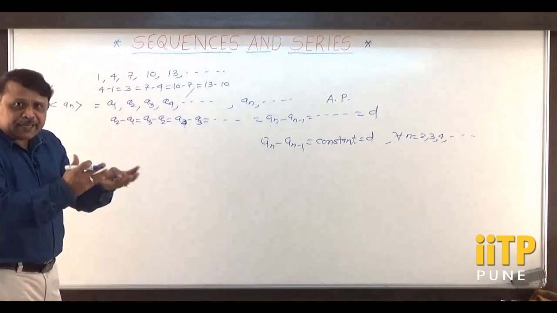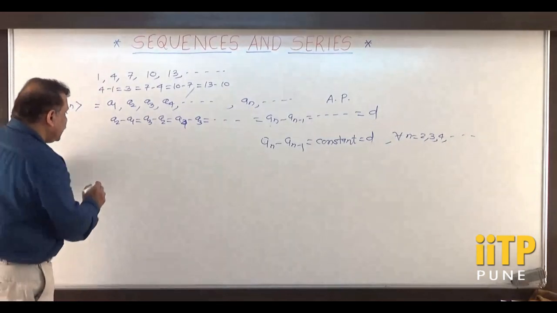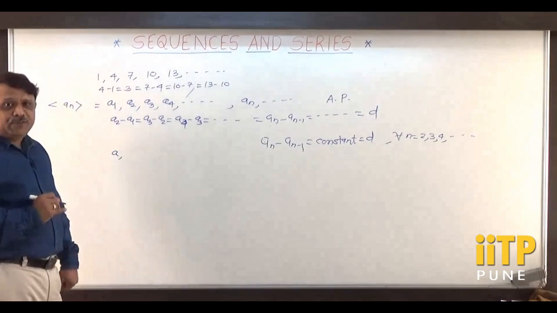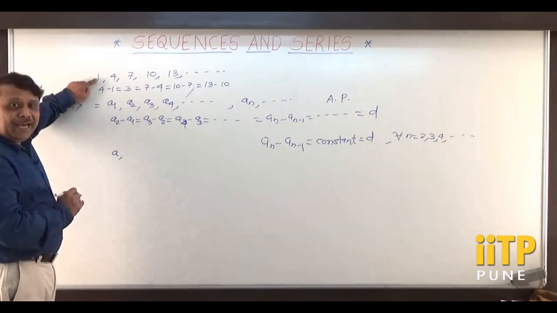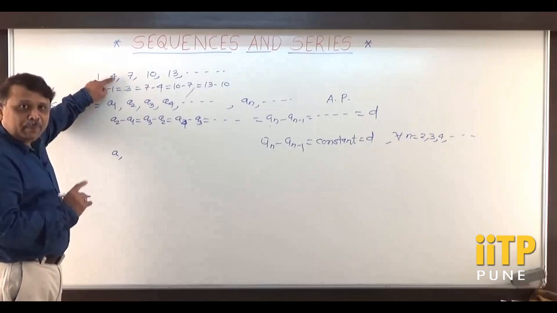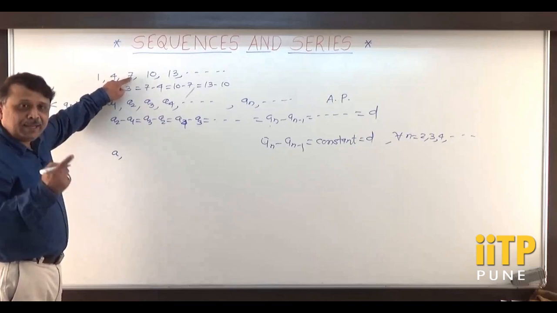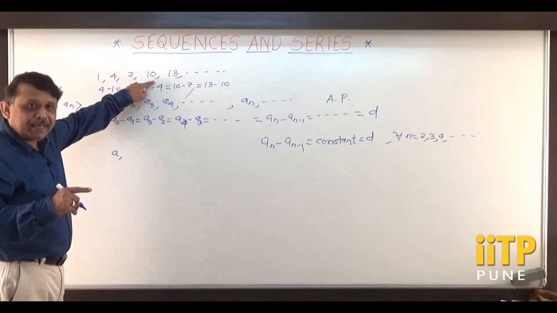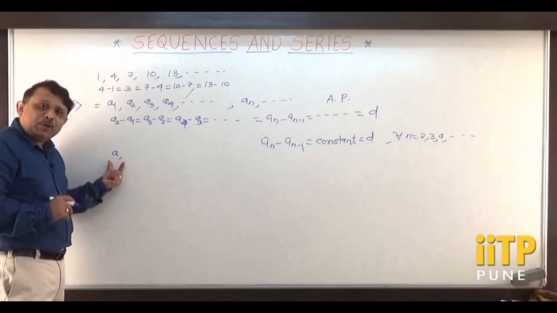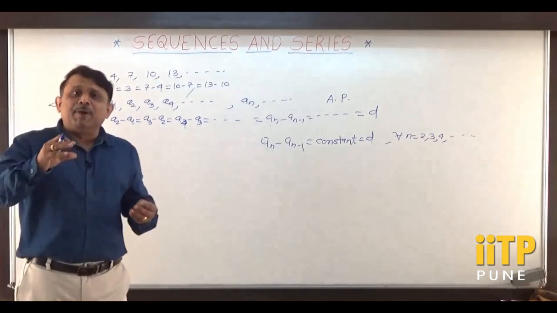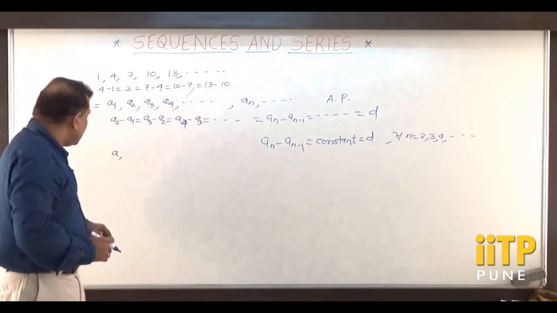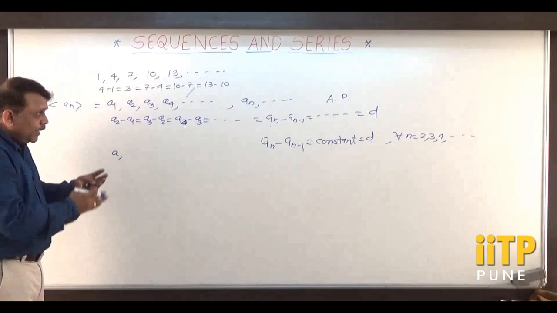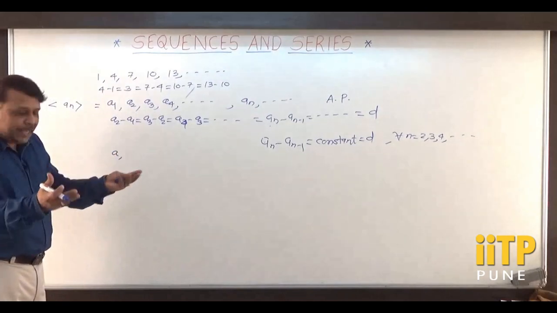If this is the AP, then we can generate an AP by writing the first term. Suppose A is the first term. We know by adding 3 to 1, I am getting 4. By adding 3 to 4, I am getting 7. By adding 3 to 7, I am getting 10. So, once the first term is known and we decide some number which is to be added constantly throughout the sequence, suppose that is D, then the AP can be generated as follows.